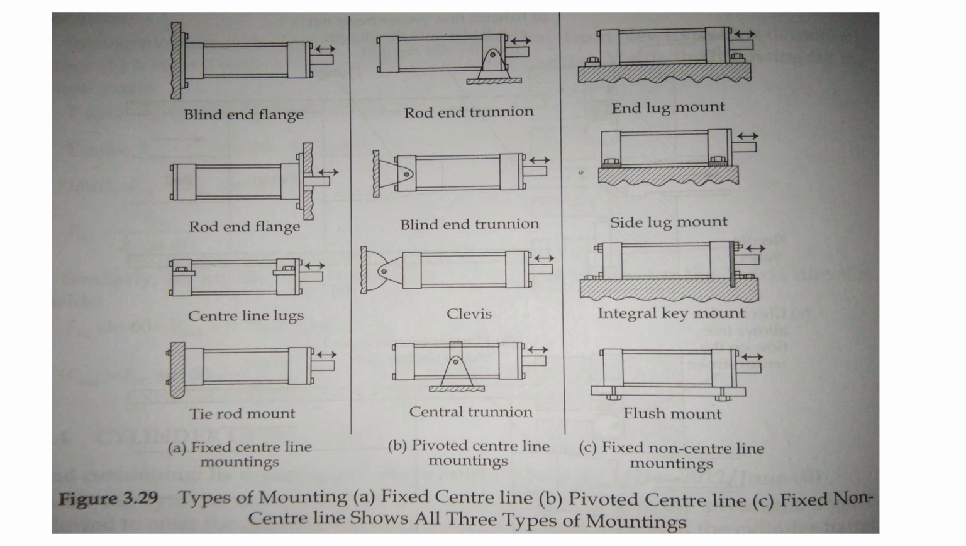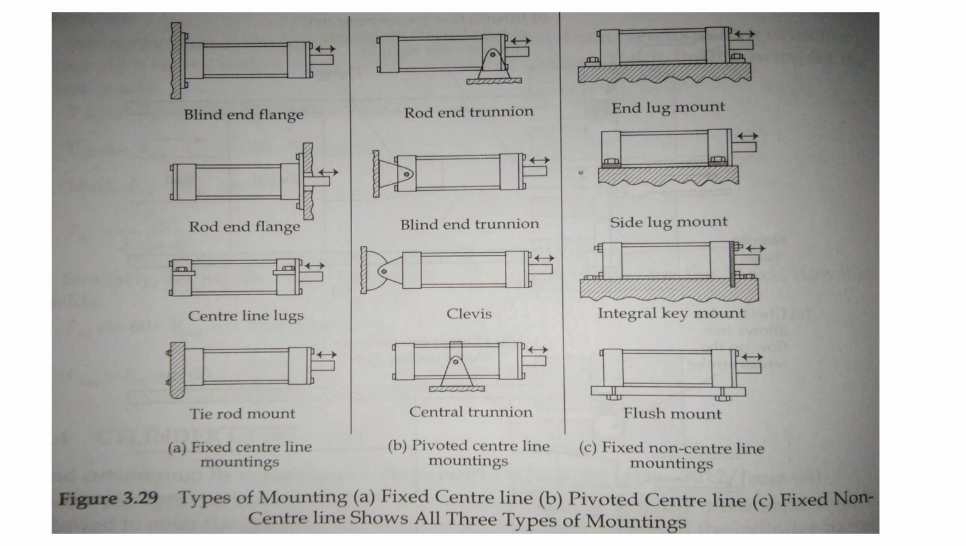You can have a blind end flange at the back side of the cylinder. We can use the flange in front of the cylinder near the rod, which is called the front end. There you can also use the flange, or centerline lugs, like legs used on the center line, on both sides, front and back. Or tie rod mountings: along with this cylinder, additional tie rods are used, and along with the tie rods, the back end is used as a mounting. These are the examples for fixed centerline mountings.